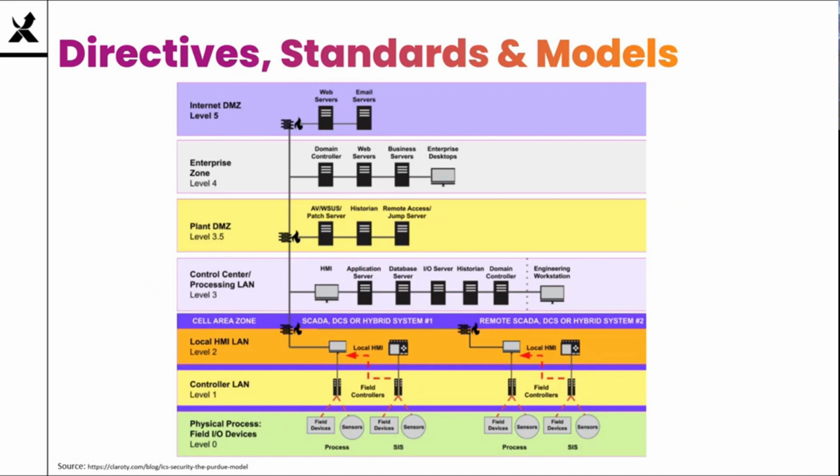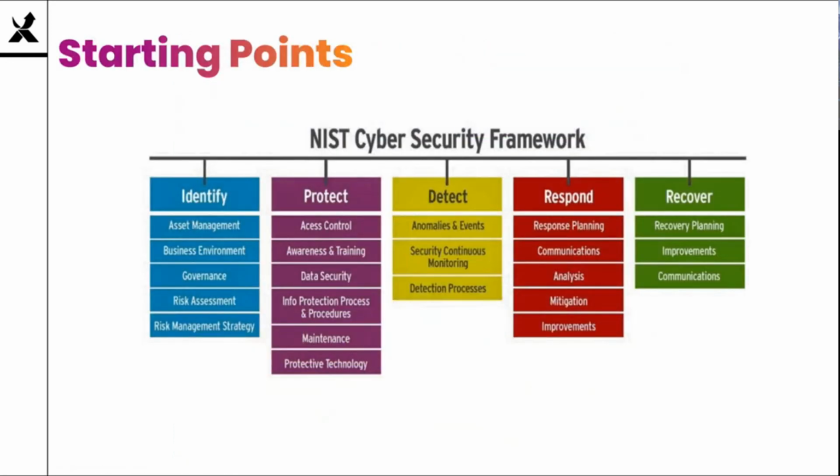The advantage of the Purdue model is its hierarchy. System components are clearly defined, and components are grouped into distinct layers. Borders between the layers are logical places for network segmentation to control access between the layers. The model may not exactly fit your OT networks, but it's still a good starting point for securing an OT network. Another starting point is the NIST cybersecurity framework.